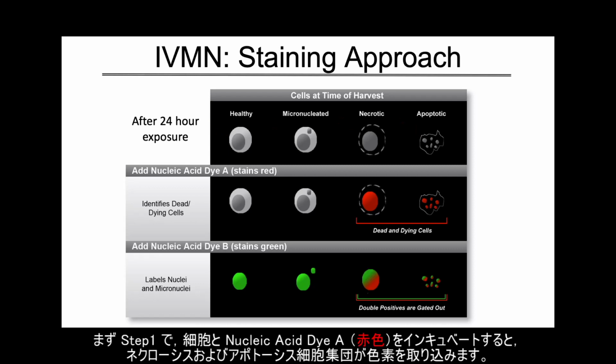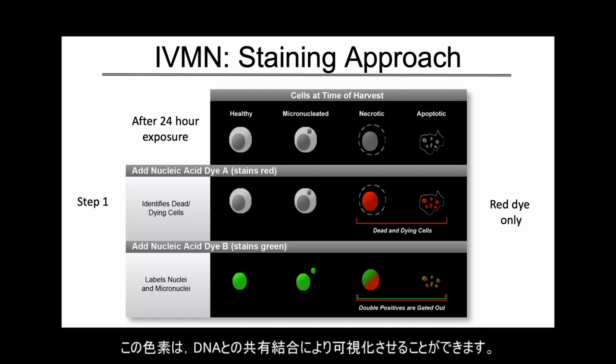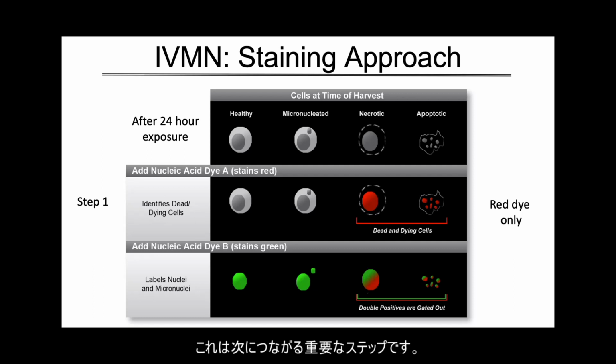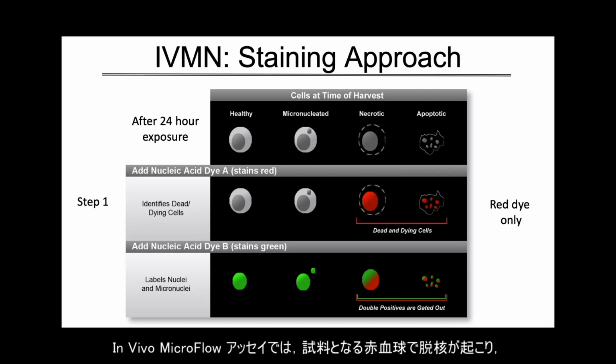The first step is to incubate the cells with nucleic acid dye A, which will enter into cells with compromised plasma membranes and bind to DNA. Here we're using a red color to show the uptake of the dye in the necrotic and apoptotic cell populations. A visible light source is then used to covalently bind this dye to the DNA, and this is important because of the next step in the procedure.